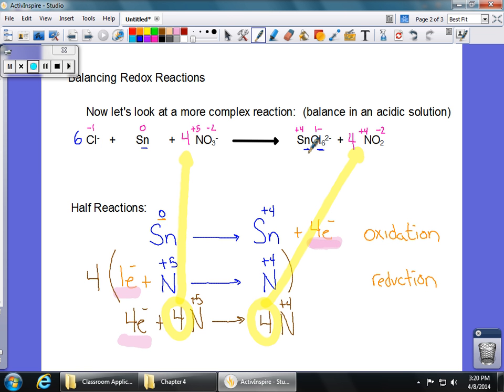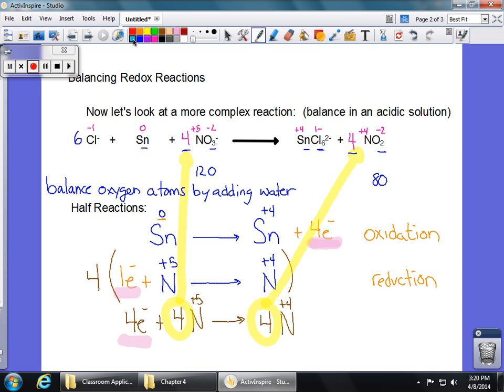And now let's count up our oxygens. 4 times 3 is 12 oxygens on the left, and 4 times 2 is 8 oxygens on the right. They don't equal. There's no way for it to equal. We've already balanced our half reactions. So what do we do? We're in acidic solution. When you need to balance a redox reaction in acidic solutions, we balance oxygen atoms by adding water.